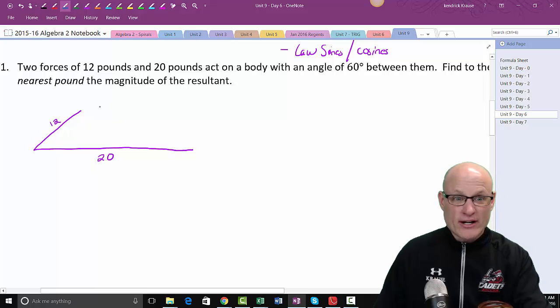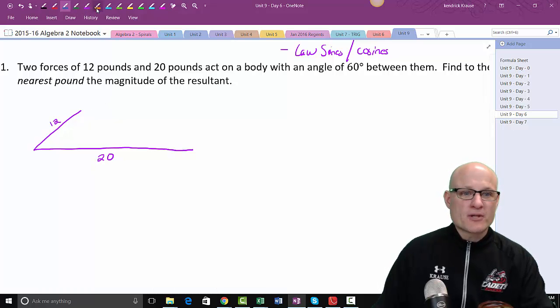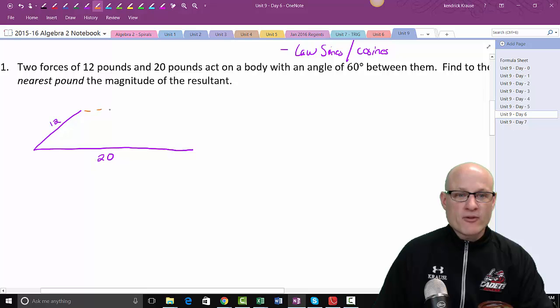Darn, I don't know why that's so hot. So let me grab a different color. I'm going to grab orange, and I'm going to finish drawing my parallelogram.